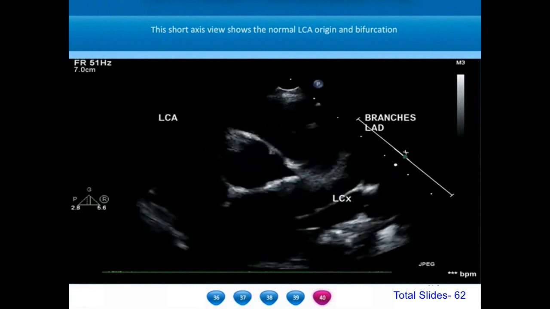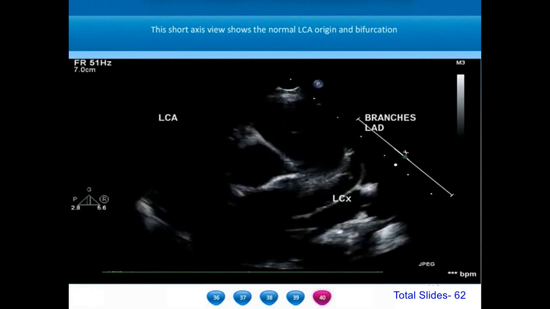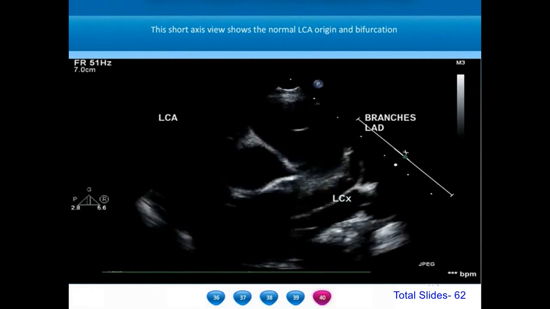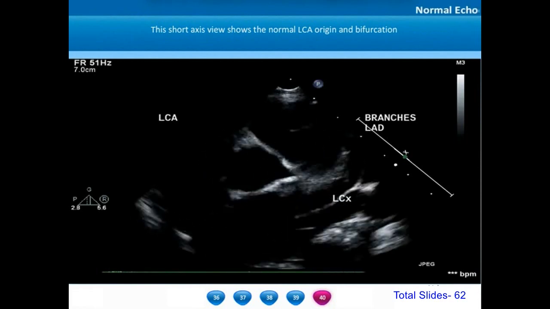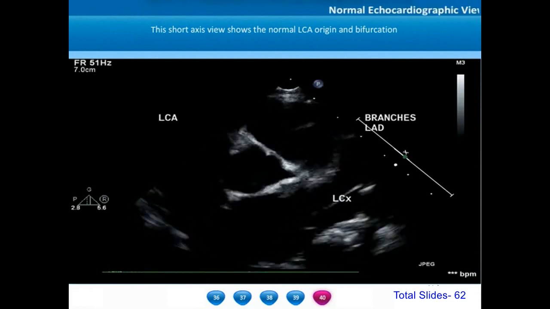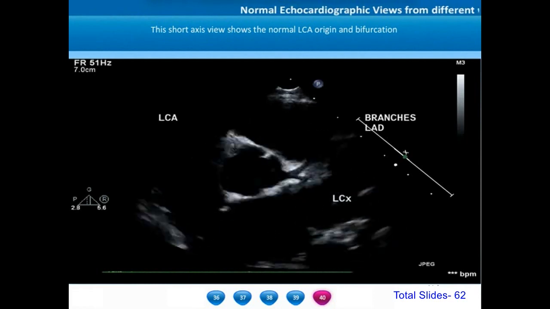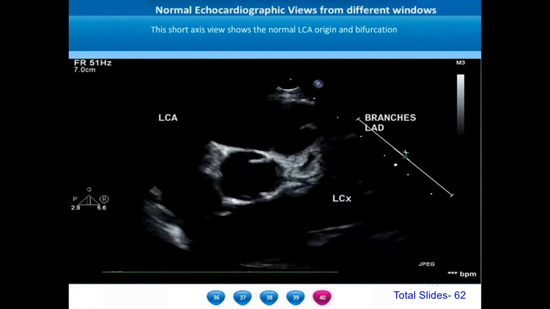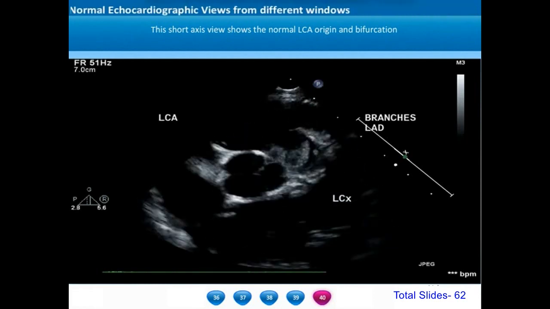When we visualize the aortic root, we can notice the left coronary artery arising from the left aortic sinus. It branches into an anterior left anterior descending coronary artery and a posterior left circumflex artery.